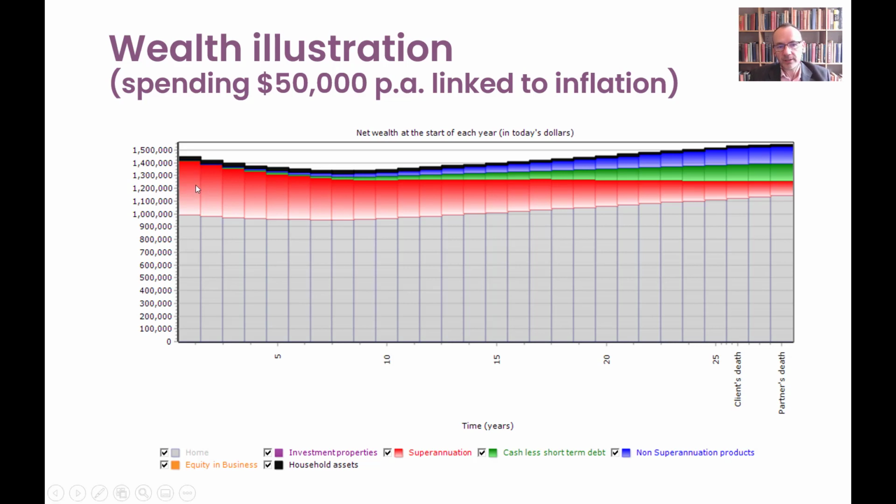The red is showing the value of their superannuation. As they spend their superannuation, the balance goes down over time. But if they're only spending $50,000 per annum, then it's unlikely that they'd run out all the way through retirement. The green and the blue are showing that any surplus income they've got coming in from super and the age pension that they don't spend is assumed to be saved. So the green is cash and the blue is other non-superannuation assets that they might accumulate over time.